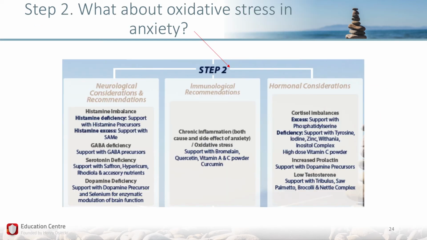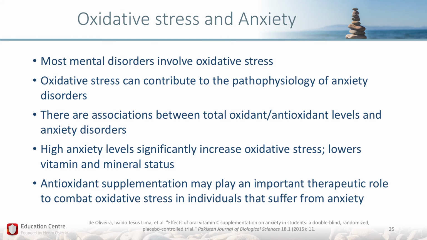So moving into oxidative stress, I'll try to move a little quickly, and sorry if I'm going through a bit fast and it's not as clear as it could be, but we have to go into oxidative stress. It is so important, because most mental health disorders, including anxiety, involve high levels of oxidative stress. It can contribute to the pathophysiology of anxiety disorders. There's an association between oxidant and antioxidant levels and anxiety disorders. High-level anxiety can automatically increase oxidative stress. So whether it's a cause or a result, it has to be addressed.